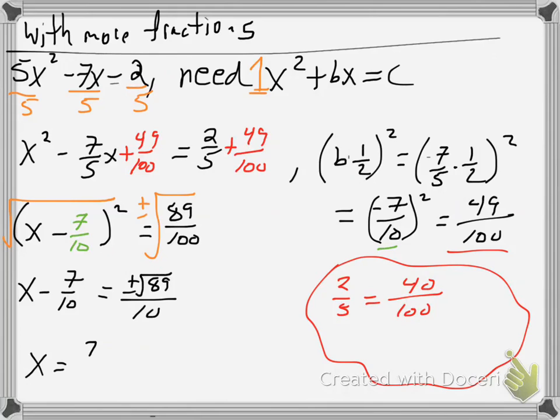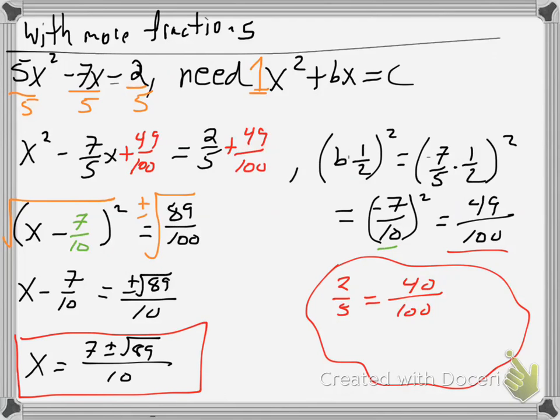And the last thing we'll do is we'll add 7 over 10 to both sides. We didn't need two equations because the 7 and the square root of 89 are not like terms. And they both had a common denominator of 10. And there we have it.